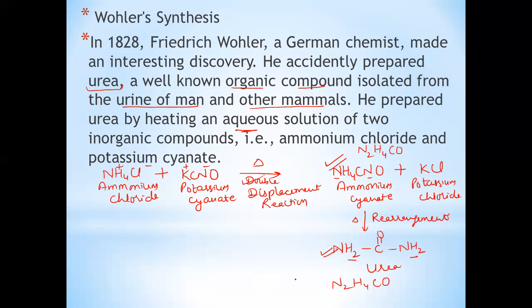After the preparation of urea, acetic acid was prepared in 1845. After that, a number of organic compounds were prepared in the lab.